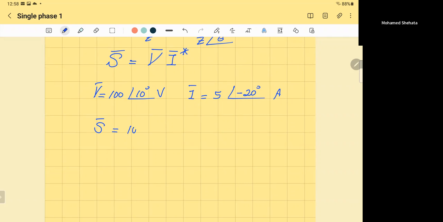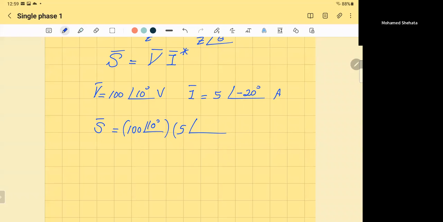V is equal to 100 at angle 0. What about the current? 5 at angle negative 20, but the conjugate means changing the sign of the angle. That's the meaning of the conjugate. So what does conjugate mean? It means you don't change the values, you change the sign of the imaginary part, or change the sign of the angle. Yes. I changed what? That's a mistake. That's 10.